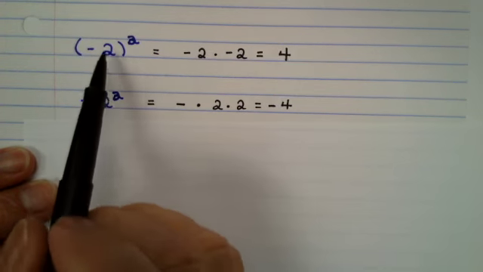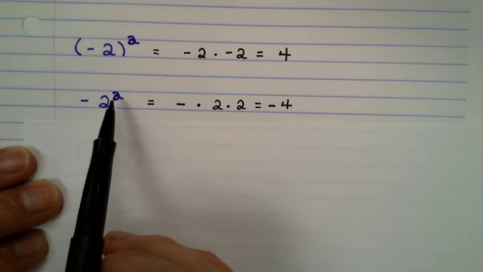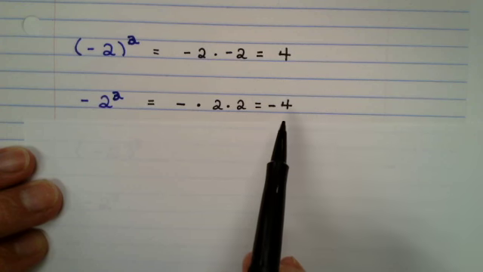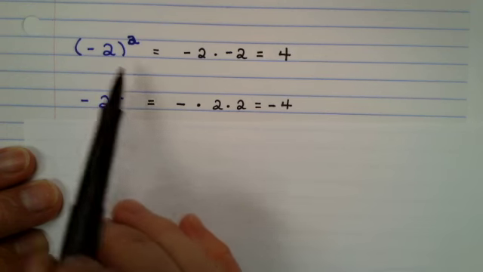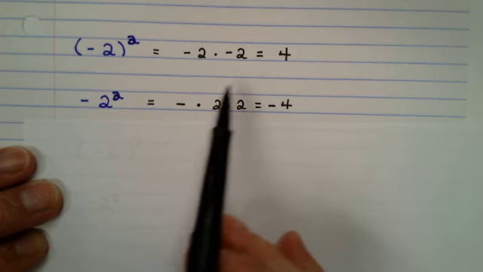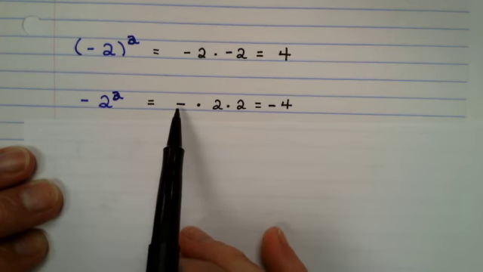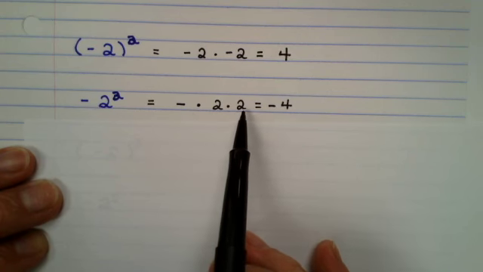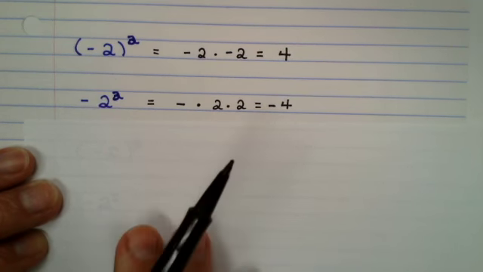So it looks like it's the same kind of problem, and you should get the exact same answer, but you don't. Because in this one, the negative is repeated. A negative times a negative is a positive. For this one, the negative is not repeated. You multiply the numbers, and then you put the negative with it.